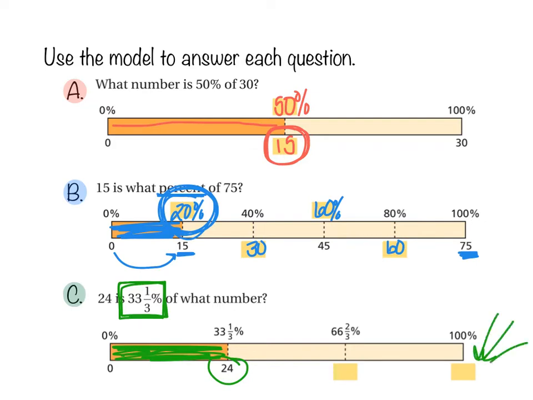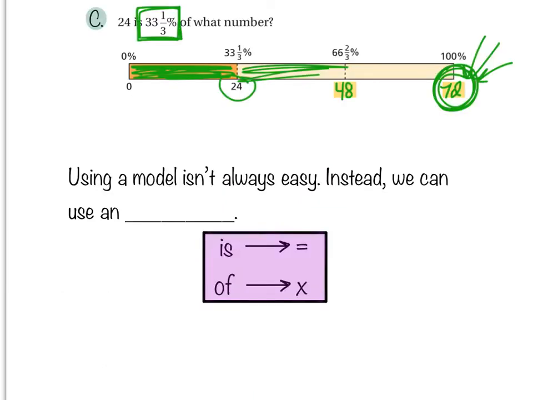So this is a tough one to think about, but you can see they're counting by 24s. So if 24 is 1/3 of the way, then 2/3 of the way would be 24 plus 24, which is 48. And if you add another 24 to 48, you'll get 72. So our answer is actually 72. 24 is 33 and 1/3% of 72. And again, these models are good for my visual learners, but they're not always the easiest way to do these problems. All right, so using a model isn't always easy.